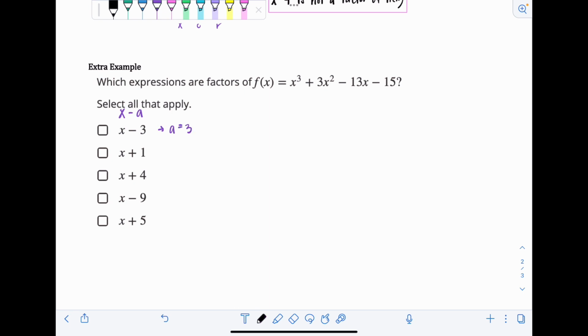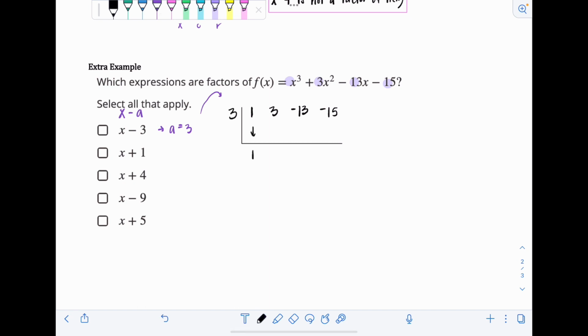So if I use synthetic, coefficients go across the top. So this is a 1, 3, negative 13, and 15. We didn't skip any powers of x, so I don't need to worry about that. I'm going to make this a little bit bigger. So 1, 3, negative 13, 15, and then a goes on the outside left. So 3 would go right there.